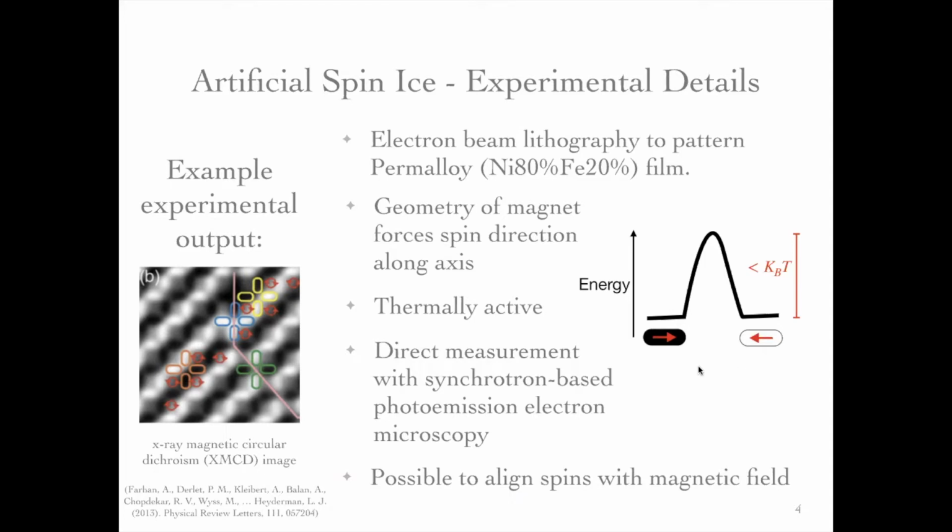The depth of these magnets is also very thin, which means that the energy barrier for the magnetic moment to flip from one direction to the other is on the order of kBT, and that makes the system thermally active. The most exciting part of this experimental system is that the direction of these spins can be imaged directly as a function of time as the system relaxes.